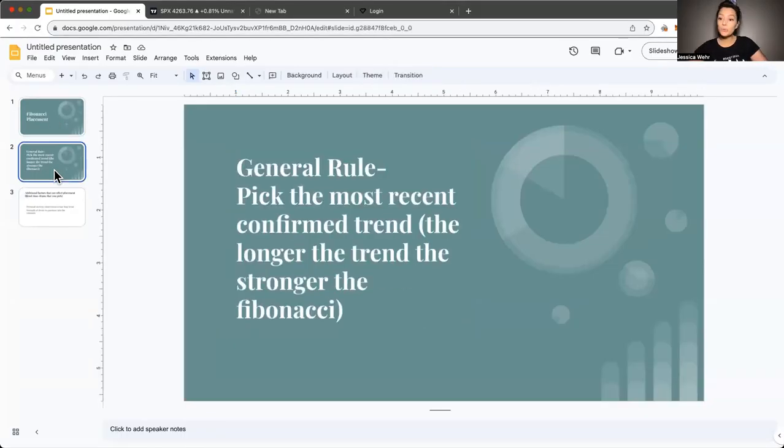So the general rule for Fibonacci placement is you're going to pick the most recent confirmed trend. We are going to go to the charts. I'm going to review what a trend is, how you know a trend has confirmed, and also keep in mind that if you can pick a longer trend, that is going to give you a stronger Fibonacci. And we're going to go straight to the charts and review all of that so you can see that on the physical chart itself.